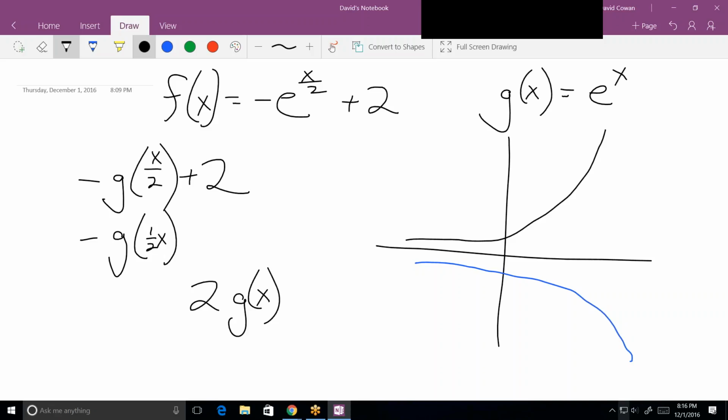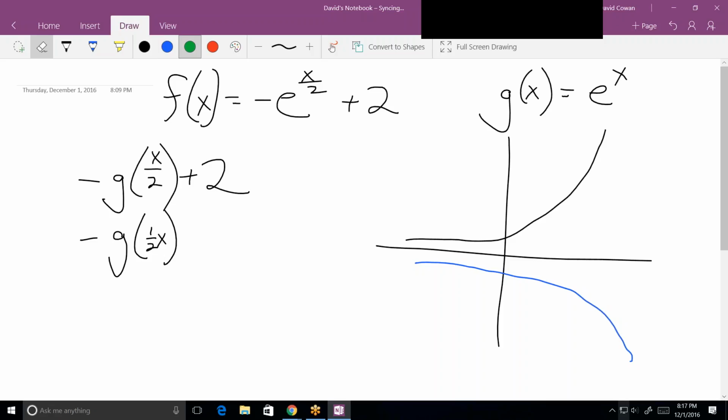In other words, when you're outside the function, the size of this number determines whether it's a stretch or a shrink. Anything between 0 and 1 is a shrink. Anything greater than 1 is a stretch. And it's exactly the opposite when you're talking horizontal stretches and shrinks. When the number is greater than 1, it's actually a shrink. When it's less than 1, it's a stretch. Okay? You with me?